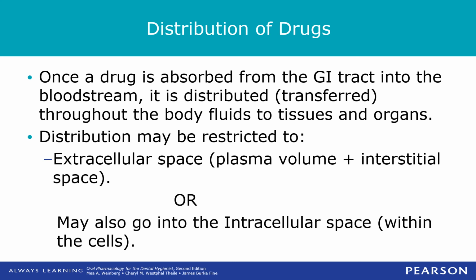Once a drug is absorbed from the GI tract into the bloodstream, it's distributed or transferred throughout the body fluids to tissues and organs. Distribution may be restricted to the extracellular space, the plasma volume plus interstitial space, or it may also go into the intracellular space, which is within the cell. So the distribution can be restricted to either being outside of the cell space or within the cell itself.